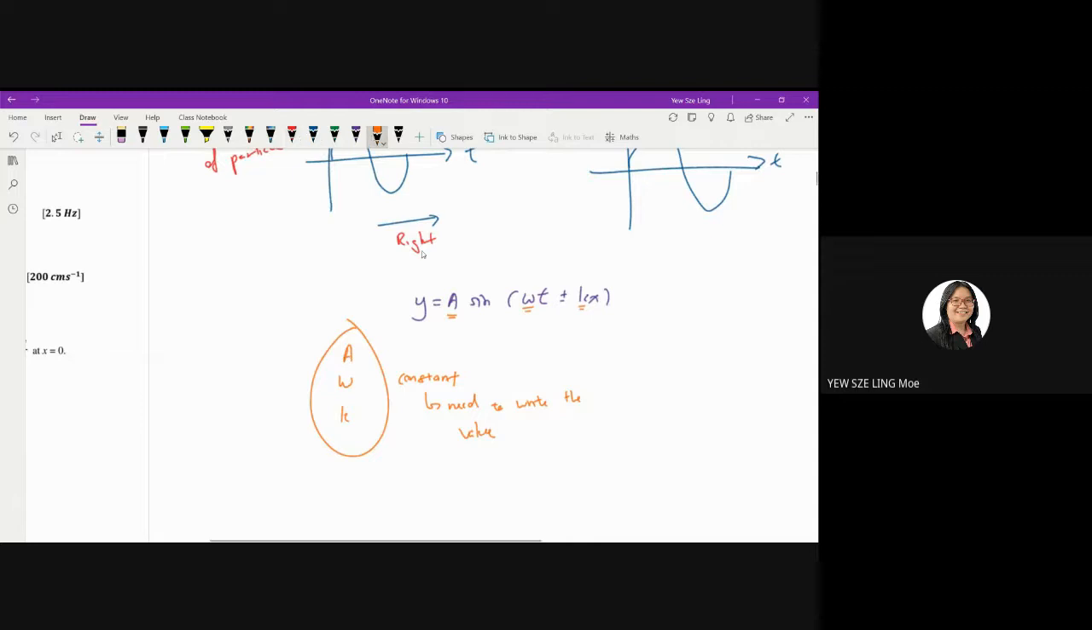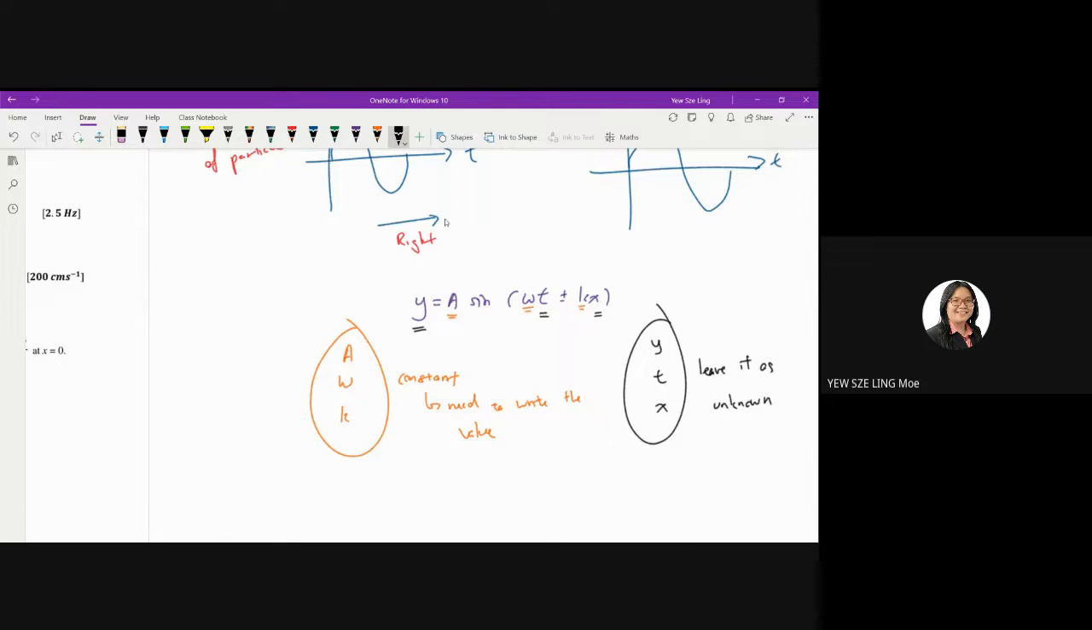Now, when it comes to the other three terms, we have another three, which are y, t, and x. We don't have the values for these. Because y changes with time and y also changes with displacement, we leave these as unknown in our equations. So you have two different sets of variables in an equation. One, you know the value. The other one, you don't know the value because it keeps changing.